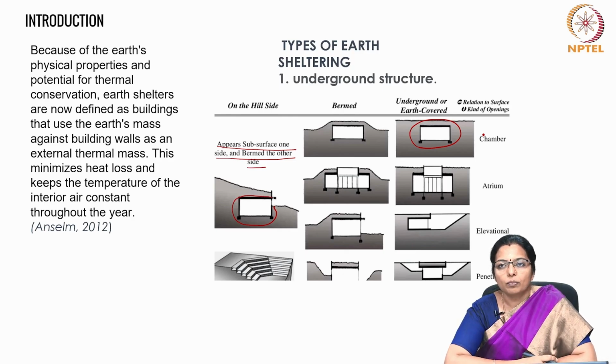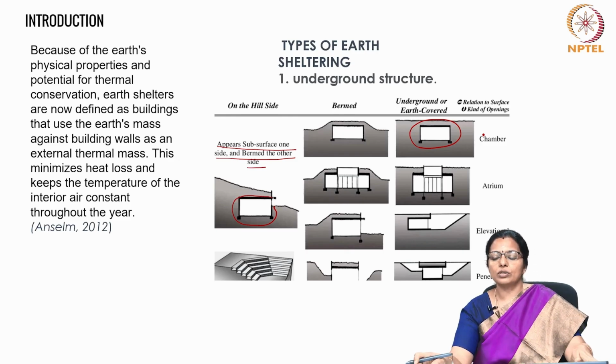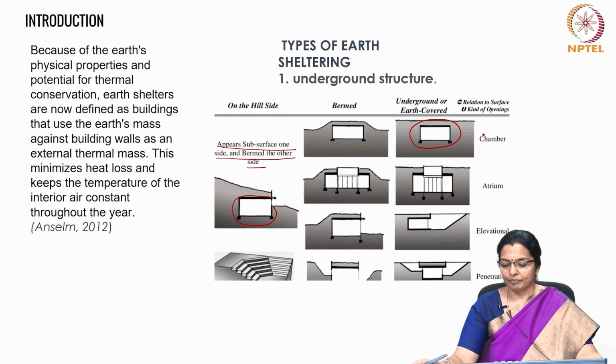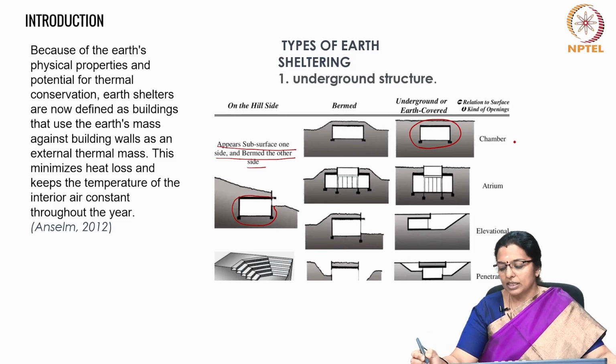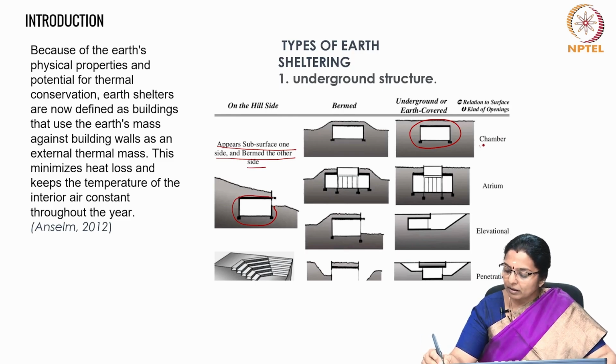The elevational floor plans have one whole building face exposed while the other side and sometimes the roof are covered with earth. The penetrational designs are built above grade with earth bermed around and on top of it. The entire building is covered except at windows and doors where the earth is retained. So, you have structures which do not have even a single surface exposed.